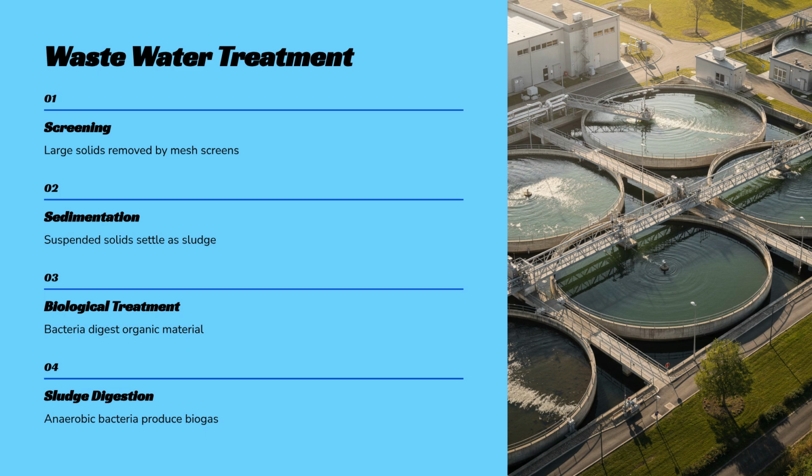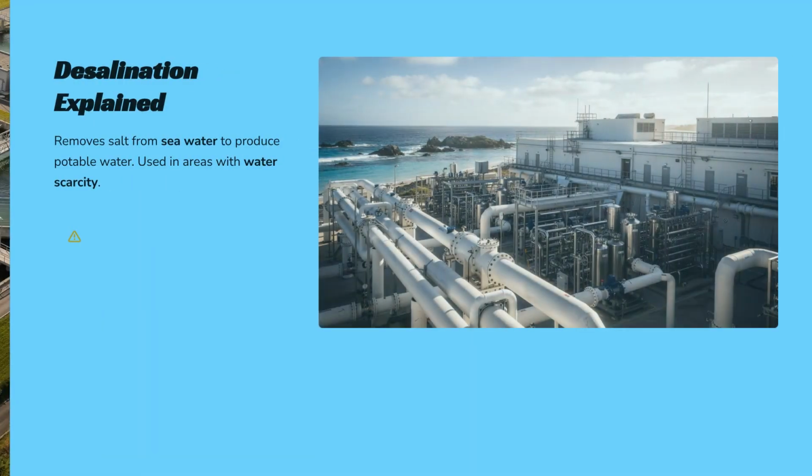Wastewater treatment involves 4 steps. Screening removes large solids with mesh screens. Sedimentation allows suspended solids to settle as sludge. Biological treatment uses bacteria to digest organic material. Finally, sludge digestion uses anaerobic bacteria to produce biogas.